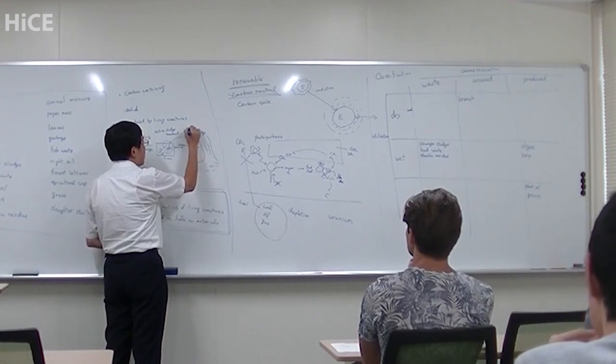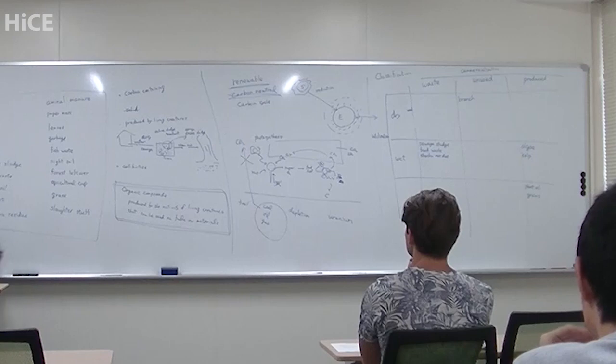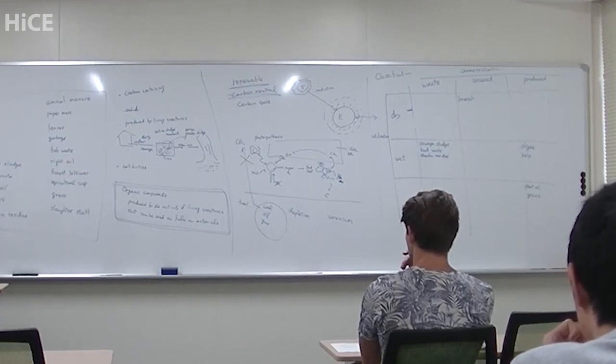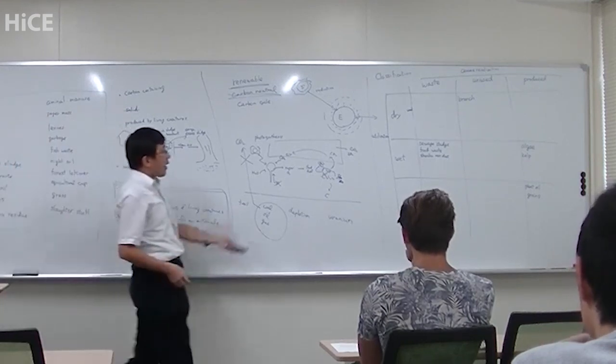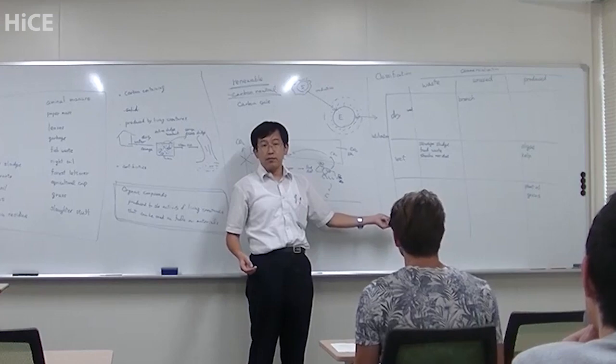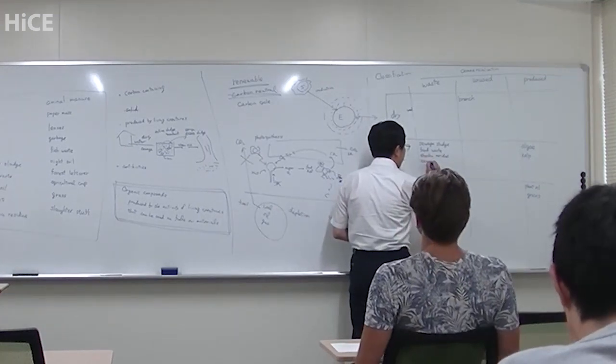Or sewage sludge. So this is what we call sewage. Now let's move here. Animal manure. Is it dry or wet or what? Wet waste. Very good. You are getting quick. Okay.